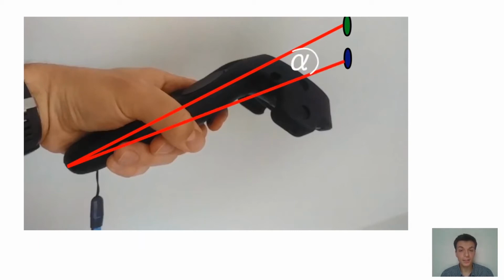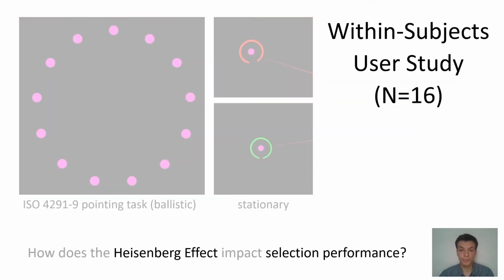We coined this the Heisenberg error. So we started the selection within the target, but we ended up outside of it. The difference between the selection vectors you can see here is what we call the Heisenberg magnitude, so the angular offset that we end up with.